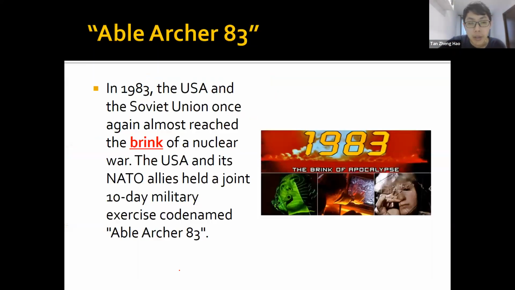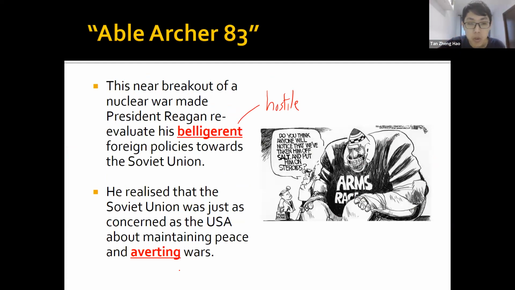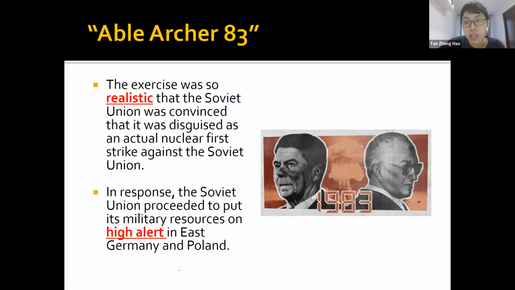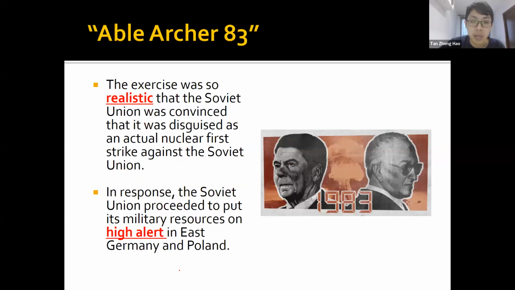All right, and this is a small example that I didn't want to go through, but Able Archer is basically an incident where they almost went to war with each other. The USA had a drill, and the USSR thought it was a real thing and tried to mobilize its military, and it almost led to another sort of Cuban Missile Crisis. But I think I will skip through this example.